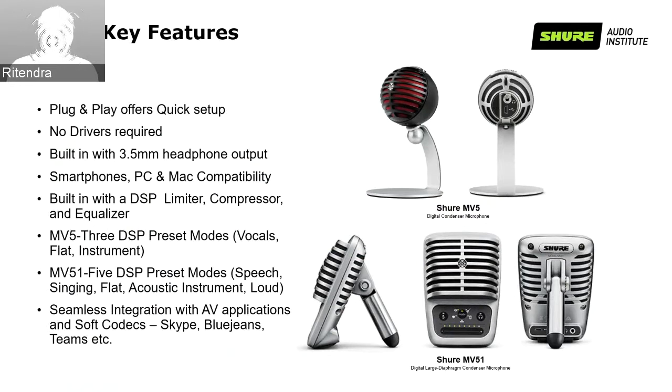MV5, the one I am using, the upper one, has 3 DSP preset modes: vocal, flat, instrument. Right now I'm speaking in vocal mode, hoping that my voice is intelligible and clear. My colleague Anish has MV51, and that offers 5 DSP modes: speech, singing, flat, acoustic instrument, loud. It offers seamless integration with AV applications and soft codecs like Skype, BlueJeans, Teams, etc.